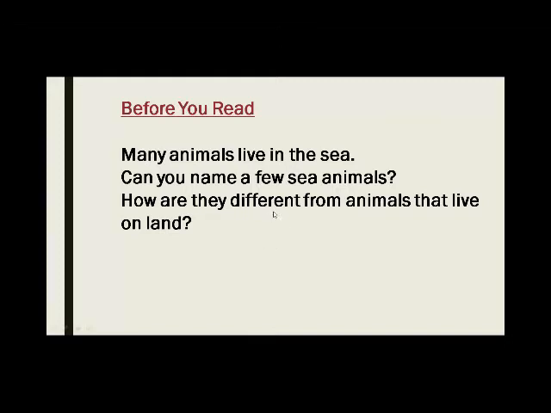Sea animals can swim in the water. They have fins, they have paddles, and they also have gills. With the help of gills, they can breathe inside the water. But the animals that live on the land don't have gills and can't swim in the water. Sea animals can freely move in the water. There are many sea animals like fishes, whales, dolphins, sea snails, starfish, octopus, seals, sharks, eels. There are so many animals.